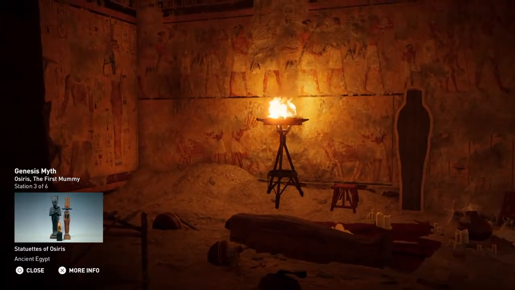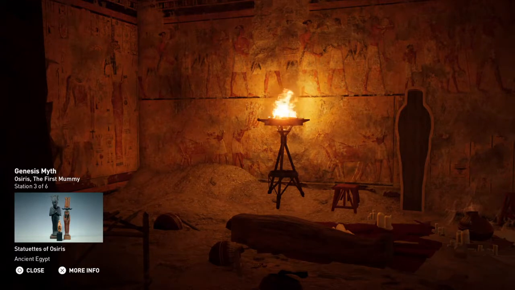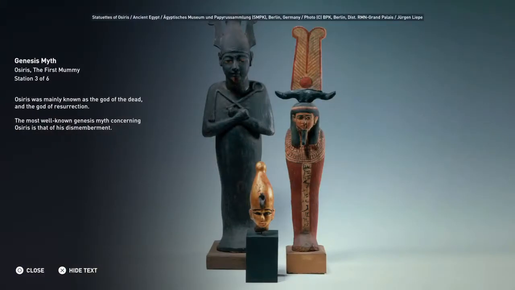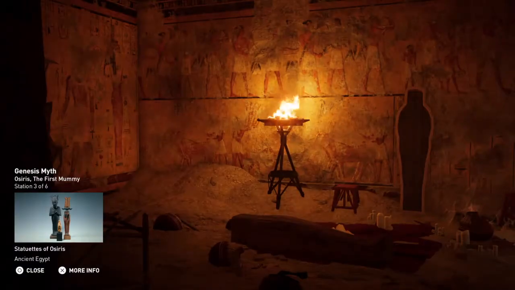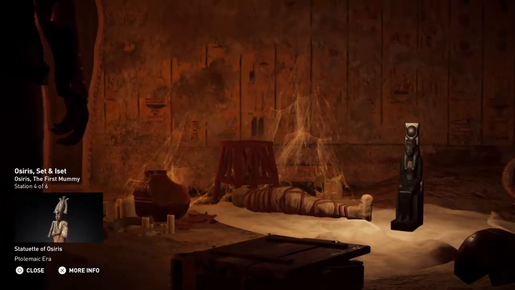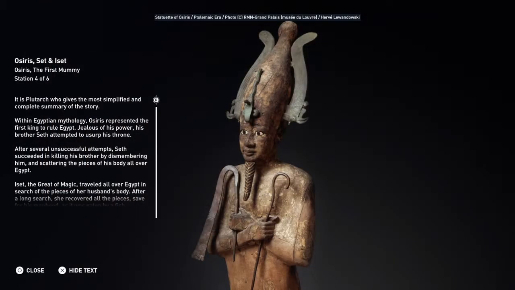Osiris was mainly known as the god of the dead and the god of resurrection. The most well-known Genesis myth concerning Osiris is that of his dismemberment. It is Plutarch who gives the most simplified and complete summary of the story. Within Egyptian mythology, Osiris represented the first king to rule Egypt. Jealous of his power, his brother Seth attempted to usurp his throne.